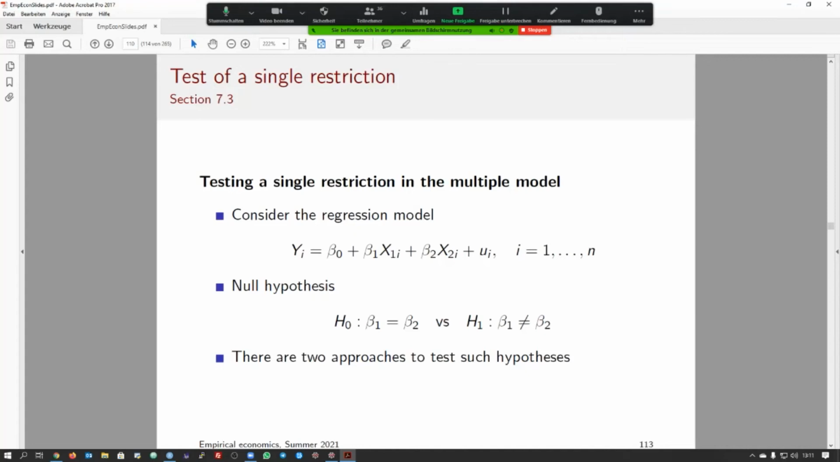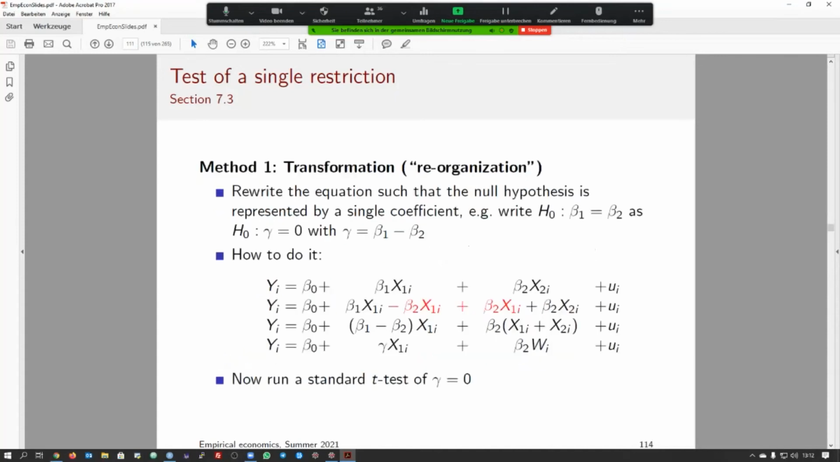Let's first shortly go over the notation. Our null hypothesis now is that beta 1 is equal to beta 2 versus our alternative hypothesis, obviously, that they are not equal to each other. We don't state in the alternative whether one is larger than the other or something like that. They're just unequal to each other.